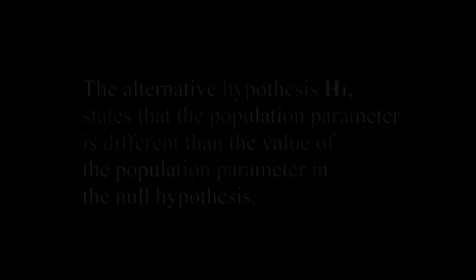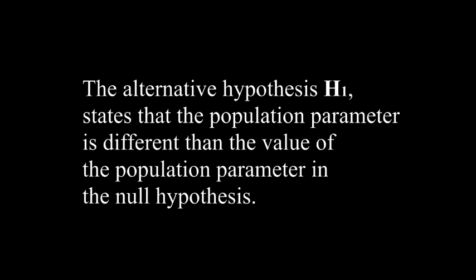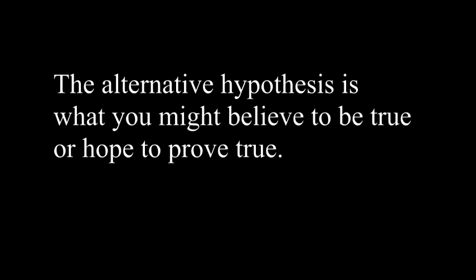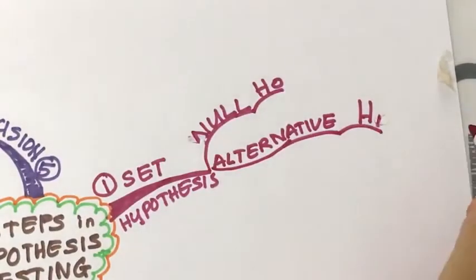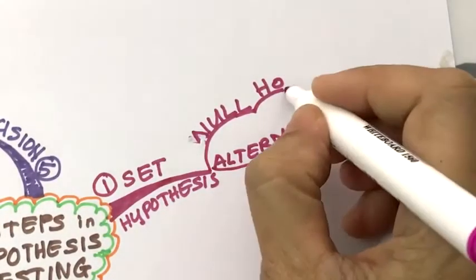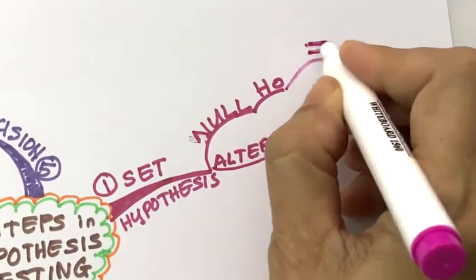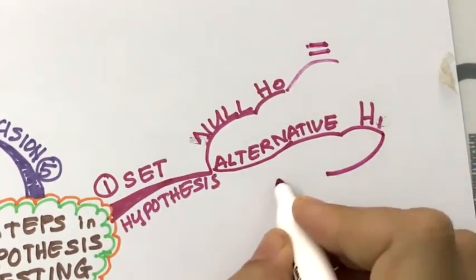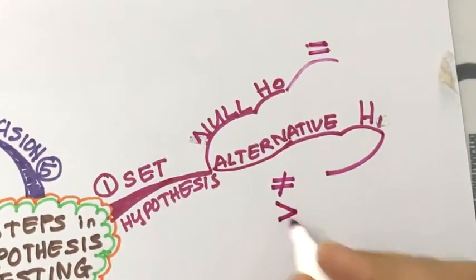The alternative hypothesis, which is symbolized by H1, states that the population parameter is different than the value of the population parameter in the null hypothesis. The alternative hypothesis is what you might believe to be true, or the one that you hope to prove true. So the symbol that we will be using for the null hypothesis will always be equal, whereas the alternative hypothesis will be using a symbol either not equal, greater than, or less than.